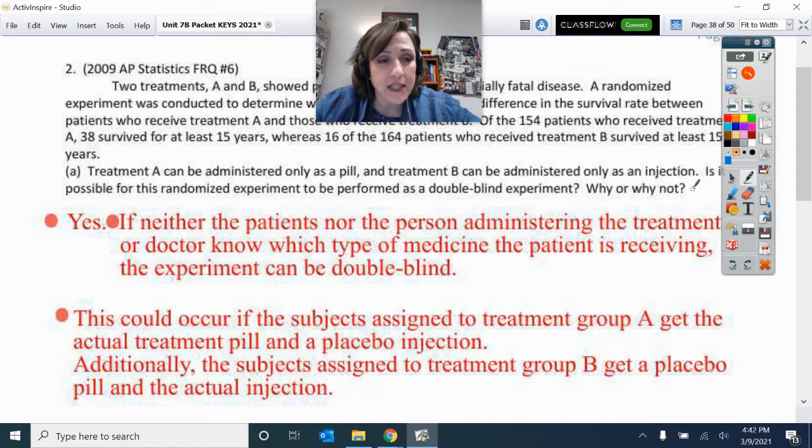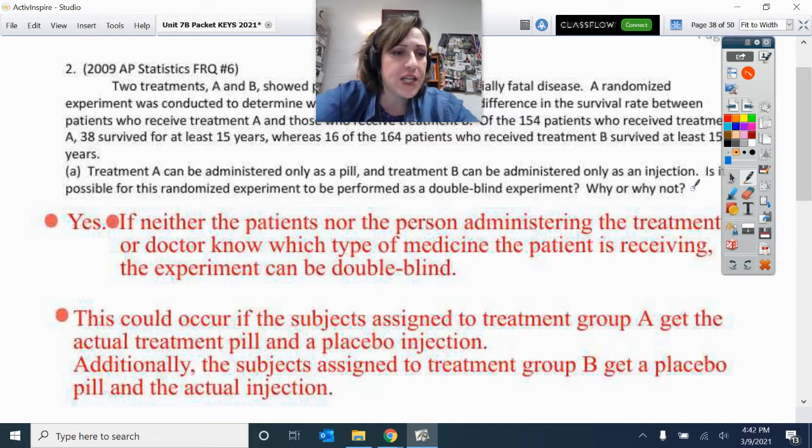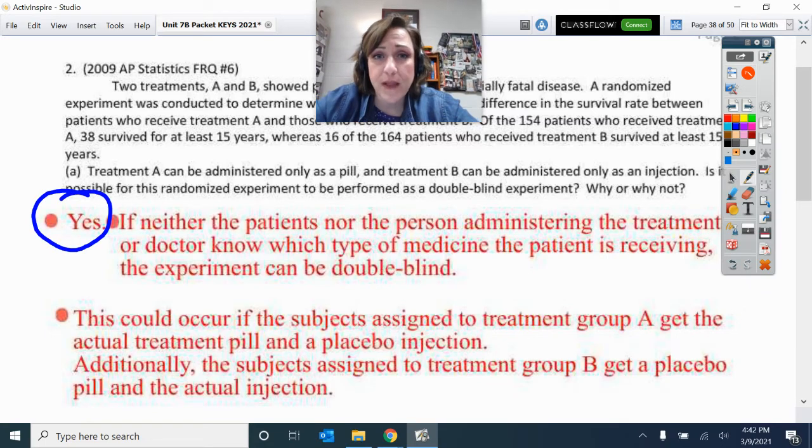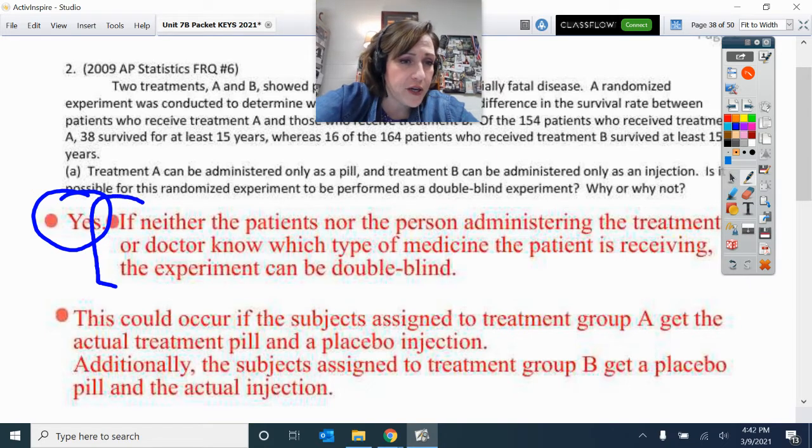Why or why not? So there were 3 things that have to happen on this. You have to answer it. And so, yes, it can be double-blind. Then you need to indicate that you have an understanding of the definition, but don't give it in generic terms. Kind of explain to them what the criteria are to be double blind in context of this study. And that's what I have here.